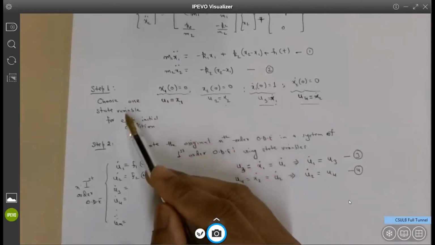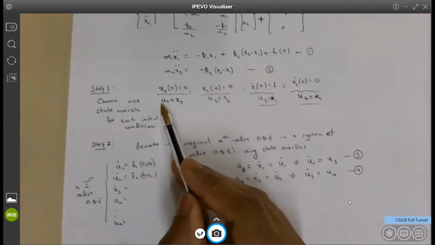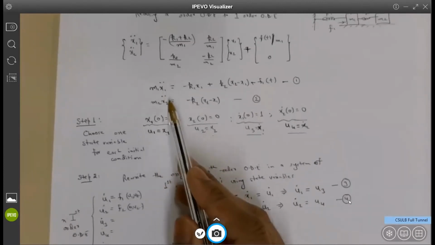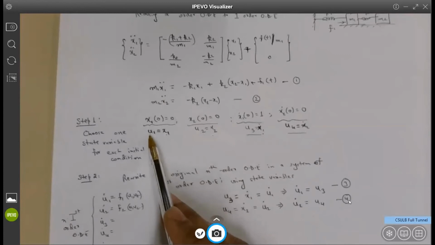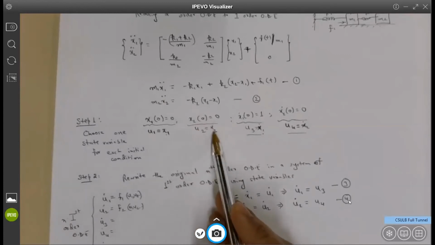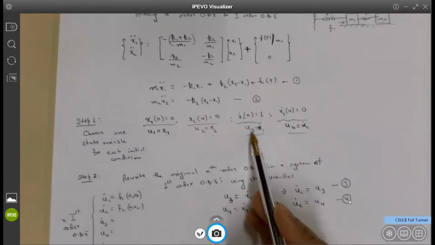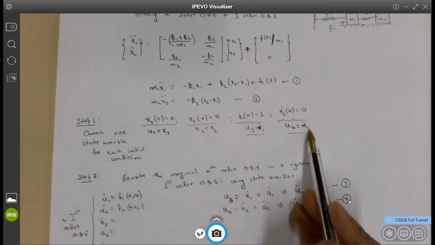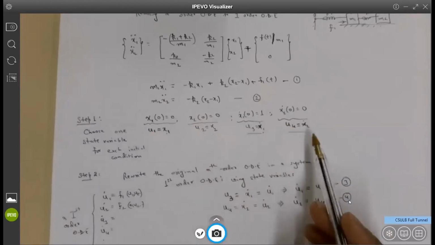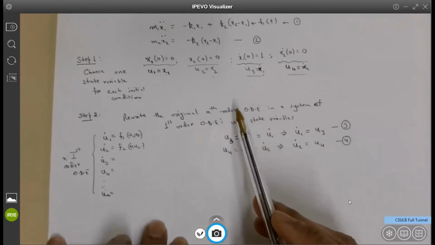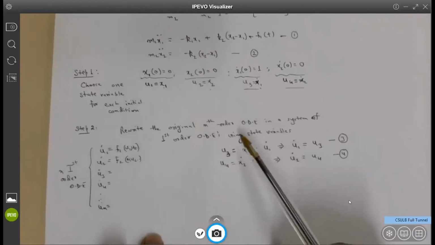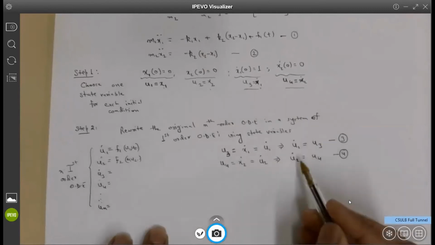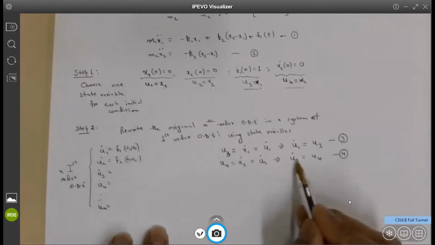So I have chosen one state variable for each initial condition, but each variable has some relation with the original variables. Our original variables were X1 and X2. So I select U1 as my X1, U2 as my X2. Now I add two more variables, which represent the velocity for X1 and the velocity for X2. So U3 is equal to X1 dot and U4 is equal to X2 dot. These are the choices I made. And then I'm rewriting the second order ODE into a first order ODE. So at least from these two equations, I can write it in this form. Is everybody with me so far?